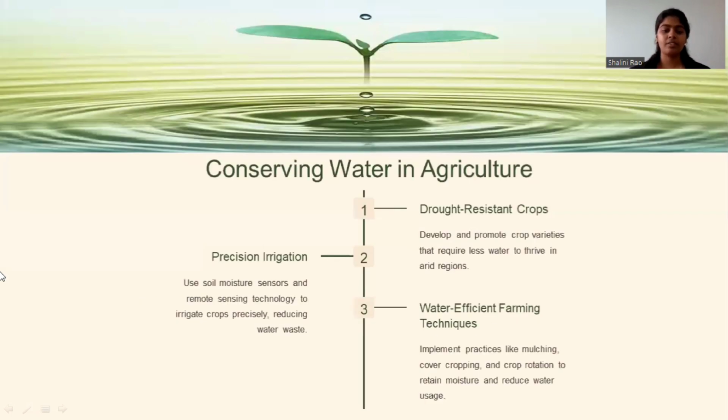Next, we have conserving water in agriculture. Drought-resistant crops: develop and promote crop varieties that require less water to thrive in arid regions. Precision irrigation: use soil moisture sensors and remote sensing technology to irrigate crops precisely, reducing wastewater. Water efficient farming techniques: implement practices like mulching, cover cropping, and crop rotation to retain moisture and reduce water usage.